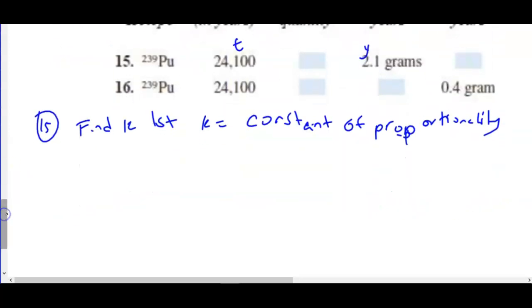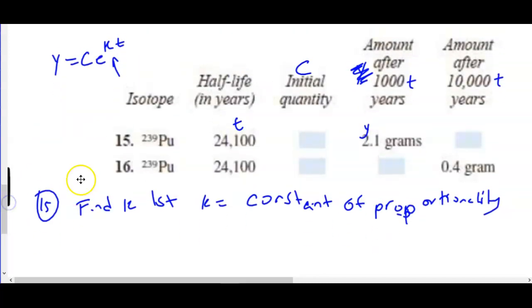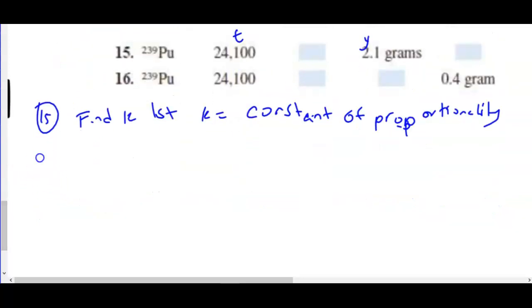So how we do that is we use that equation. Well, think about it, right? We want half-life, so we want half of C. So we're going to let Y equal 1/2 C, because we want half of that. So when we set up our equation, we go 1/2 C equals C e^(kt).